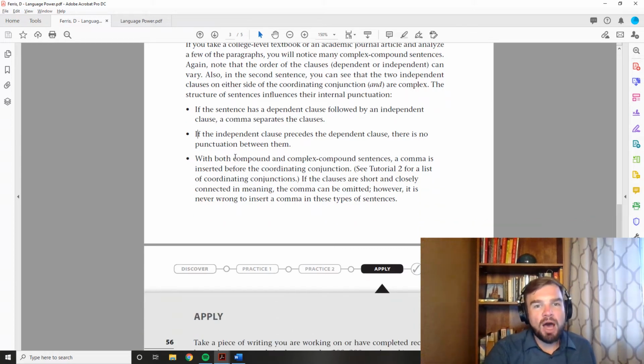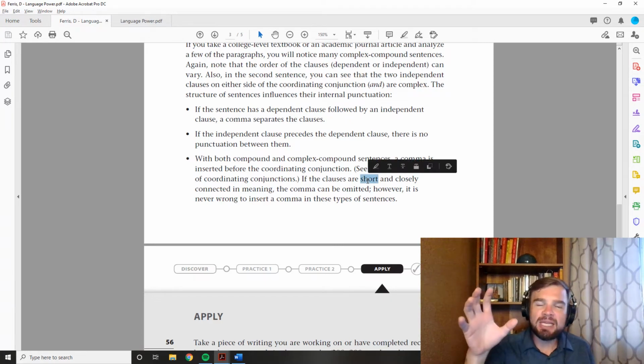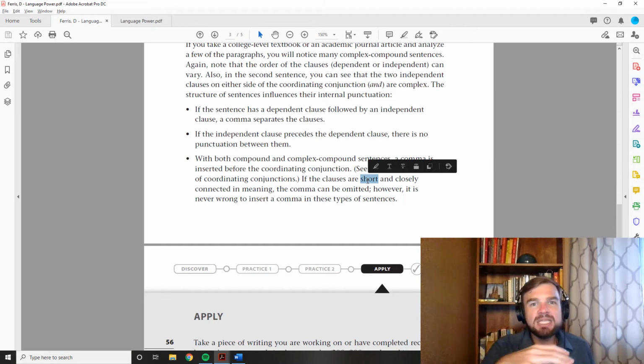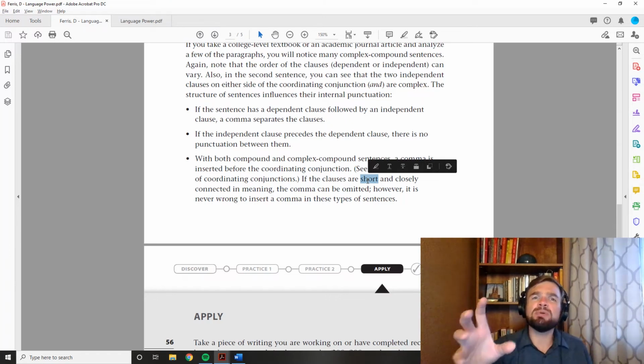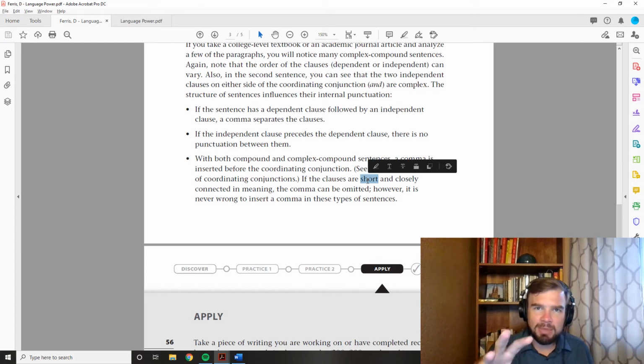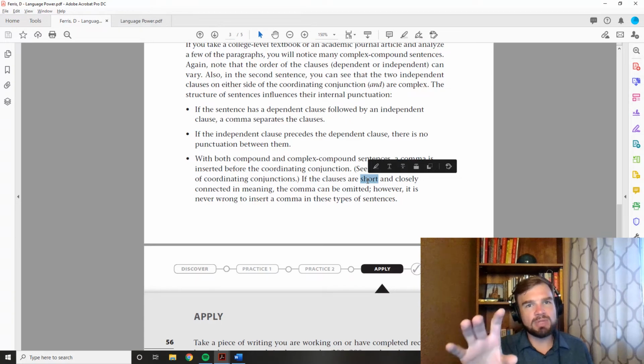Finally, with both compound and complex compound sentences, a comma is inserted before the coordinating conjunction. And you'll see more information about this in the coordinating conjunction YouTube video that I posted in this lesson if you want more information. If the clauses are short and closely connected in meaning, the comma may be omitted. That means maybe you can skip it. However, it's never wrong to add the comma. So there are some examples where you can take the comma out, skip the comma, leave the comma, but it's never wrong to include it. Okay? And again, I know that this is a lot of information, so don't worry too much about these commas. We will practice them later this semester.